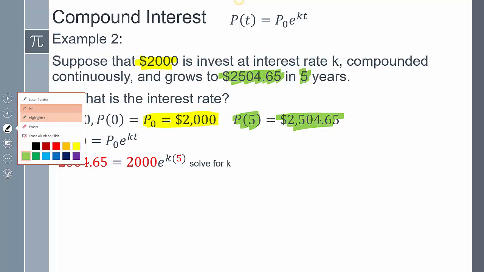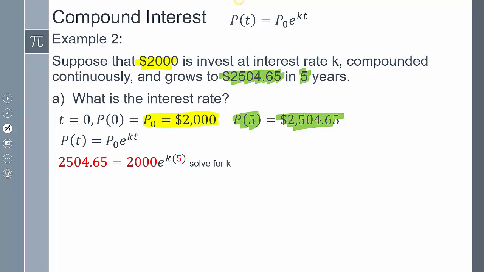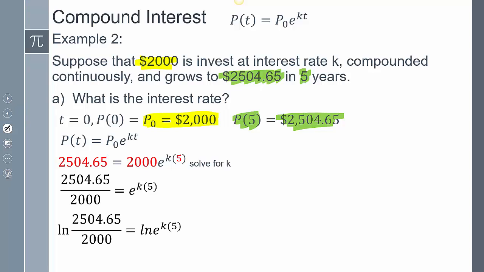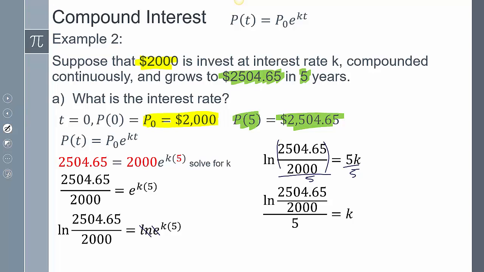Because it's asking for the interest rate, now I want to solve for k. Divide both sides by 2,000. Then to get rid of that e, I want to take the ln of both sides so that the ln and the e cancel out. So I'm going to get ln of this amount equals 5k. Divide both sides by 5. And so I entered that into my calculator, and my k is going to be approximately 0.045, or I can say 4.5%. Now it might be nicer to leave it in this value because that's what we're going to be plugging back in to answer our other questions.